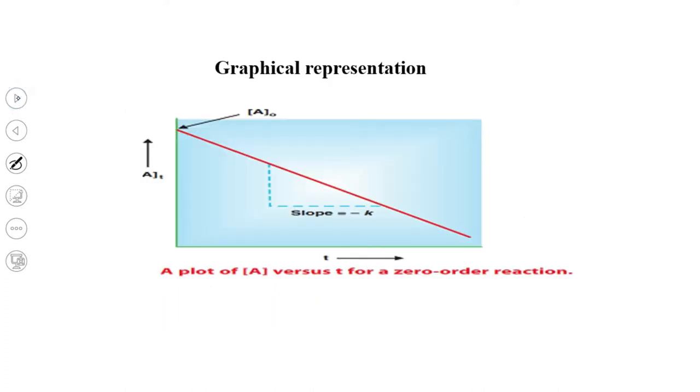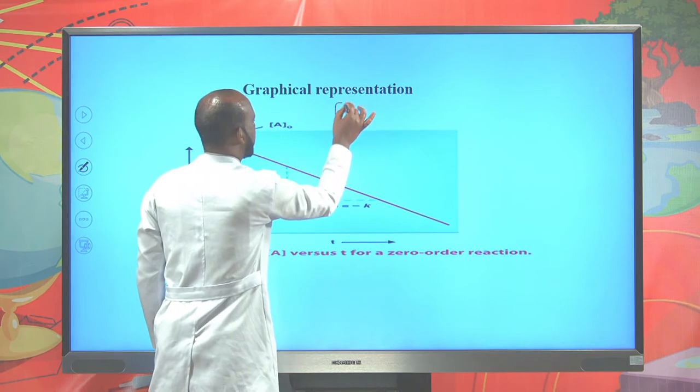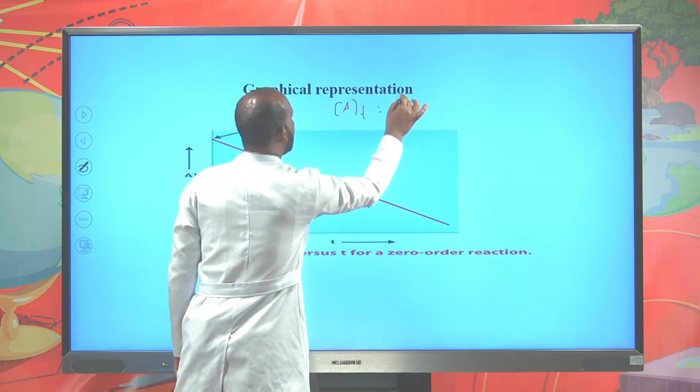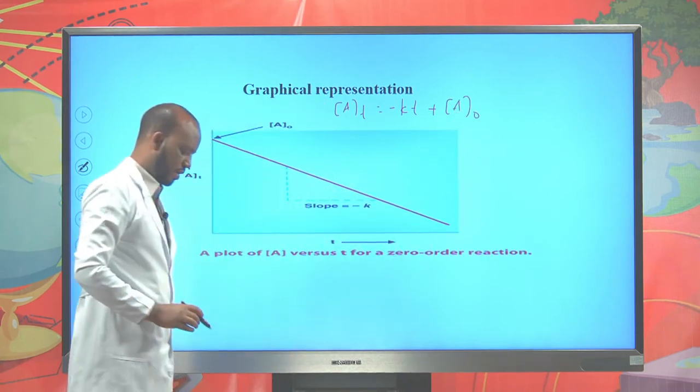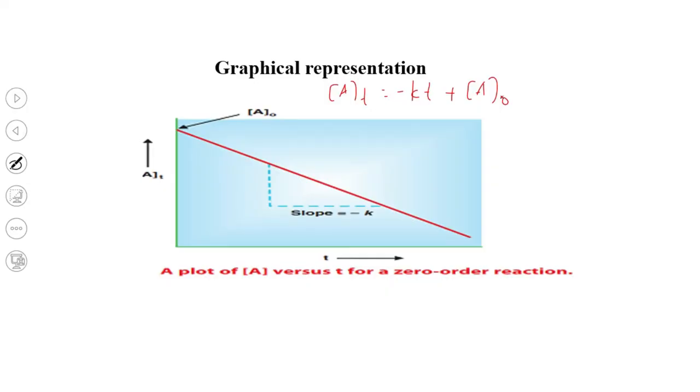Graphically, we can represent a zero order reaction. The integrated rate equation for zero order reaction is this: concentration of A at any time t equals minus kt plus initial concentration A naught. Now this is similar to the equation of a straight line, which is y equals mx plus b. Now a plot of concentration of A versus t is a straight line with slope minus k.